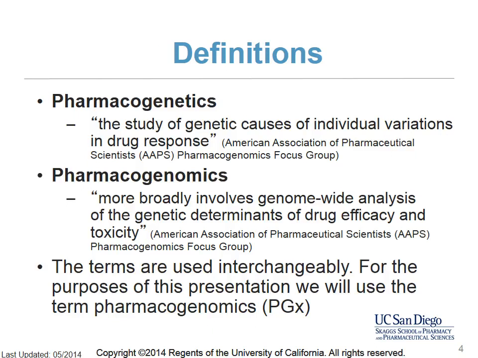First, it will be helpful for us to review definitions of pharmacogenetics and pharmacogenomics. Pharmacogenetics is defined as the study of genetic causes of individual variations in drug response. Pharmacogenomics encompasses a larger scope. It more broadly involves genome-wide analysis of the genetic determinants of drug efficacy and toxicity. These definitions have been proposed by the different regulatory agencies and professional organizations, and the terms are usually used interchangeably. For the purposes of this presentation, we will use the term pharmacogenomics.